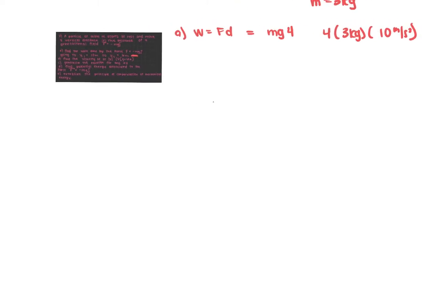Now, next up, we have to find the velocity at y equals 6. So that would be work equals the change in the kinetic energy. Simplifying that, we know that the work put in is mg times 4, that displacement, equals, breaking this down, it's half. This is the kinetic energy and the potential energy.